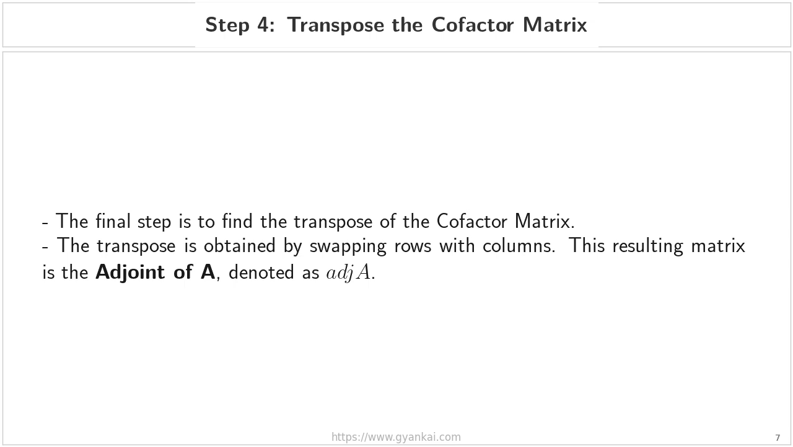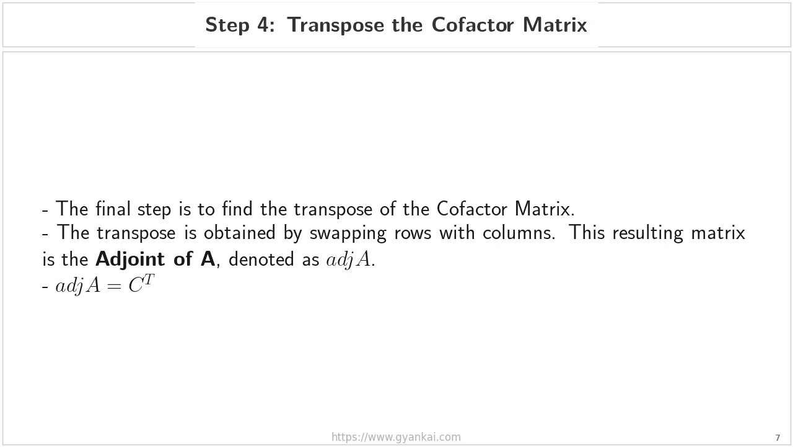Once this swap is complete, the resulting matrix is officially what we call the adjoint of A, which we denote as Adj(A). Mathematically, we express this relationship as Adj(A) equals C transpose. This completes our transformation and gives us the final adjoint matrix.